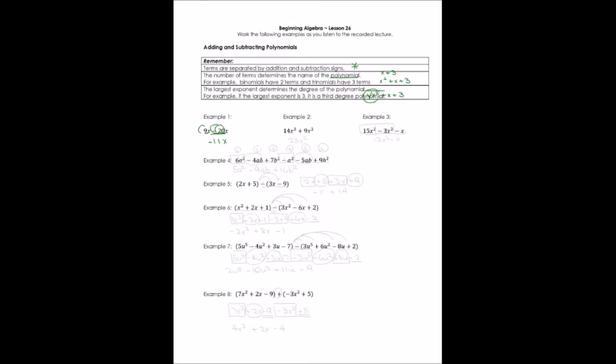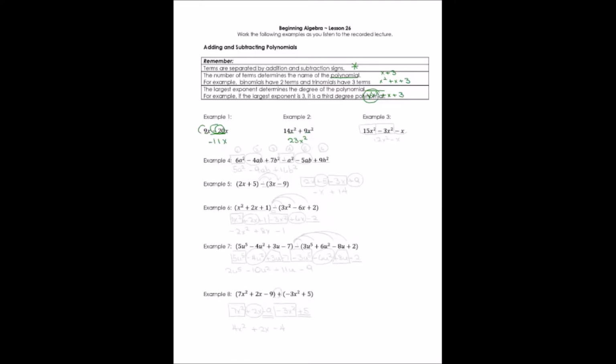First, we have to ask ourselves, are they like terms? Well, yes, they are, because both of them have the variable that are identical. x squared is the variable. So all I have to do is math with the coefficient in front. I'm going to say 14 plus 9 gives me 23x squared.